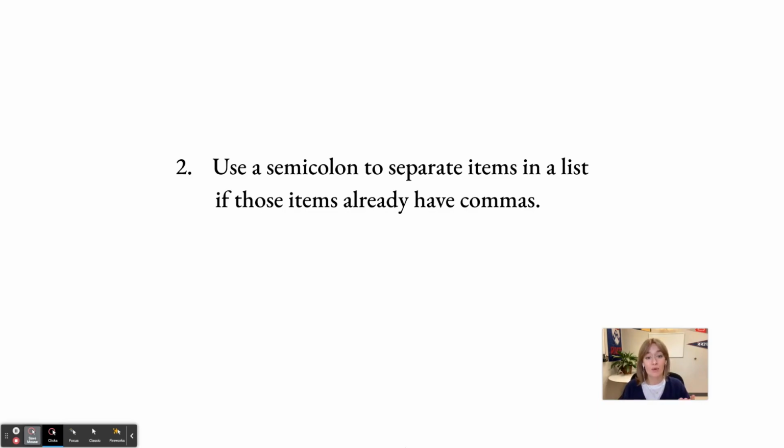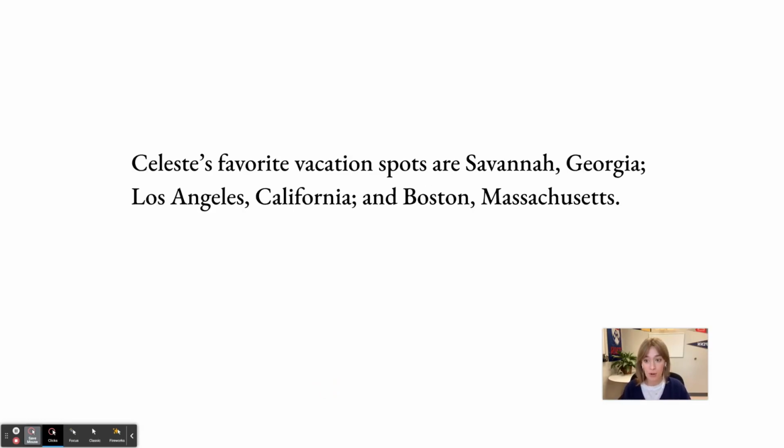Another way we use semicolons is to separate items in a list if those items already have commas. So if we look right away at our example, we have Celeste's favorite vacation spots are Savannah, Georgia; Los Angeles, California; and Boston, Massachusetts. Now we have a city and then a state. So when we have those together, we use a comma between them.